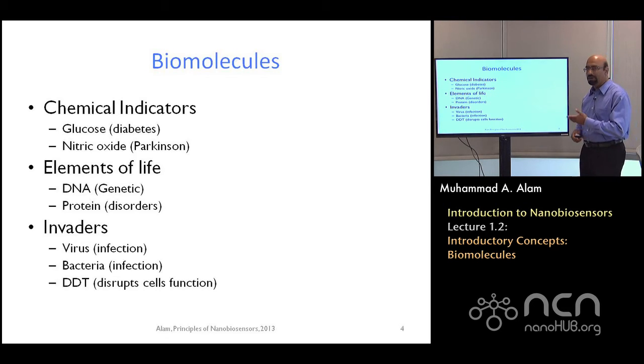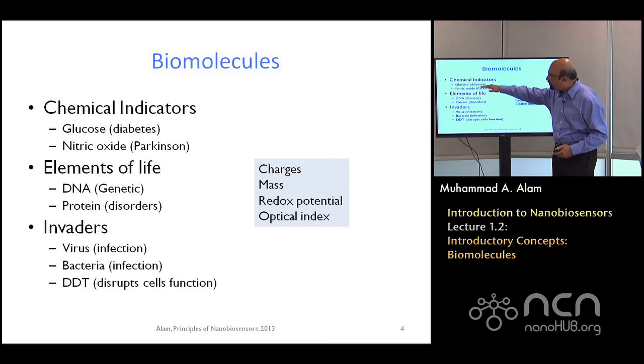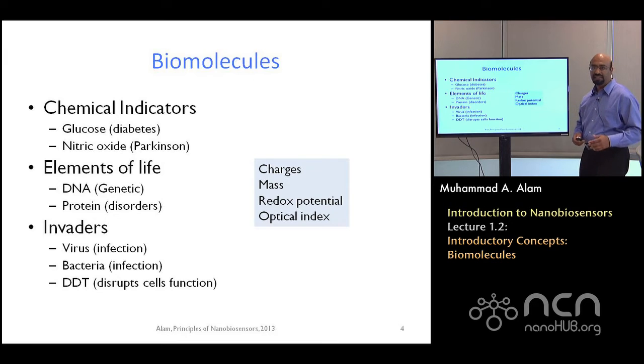Let me quickly tell you a little bit about each one of those molecules. Now, the thing that we'll be primarily focusing on are the charges associated with this molecule, or the mass, or the redox potential, oxidation reduction potential, or even optical index, depending on the sensing scheme we have. We'll not go into very significant detail on each one of these molecules, only focus on these key characteristics, because for electronic biosensing, these are the things that we detect. The entire structure is not really relevant or important in many of the discussions.